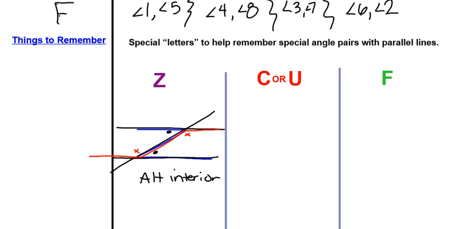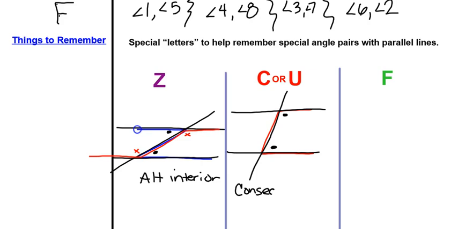If we have the C angles, those angles would be the angles that look kind of like that. And again, if we draw our lines there, those are the two angles that are C's. Those are what we call the consecutive interior angles. We can also draw our C backwards. Those are the consecutive interior angles.